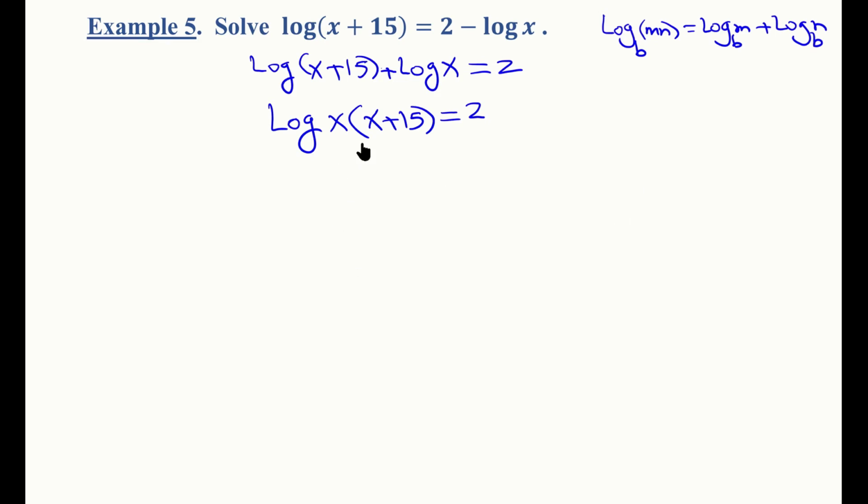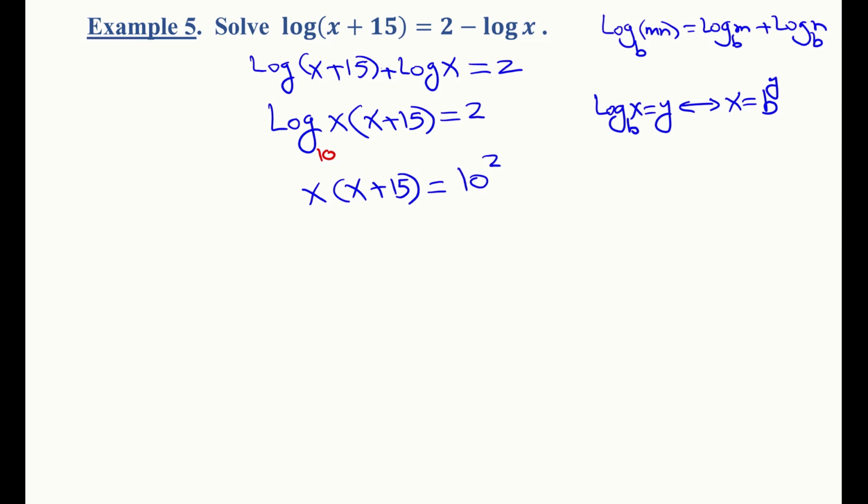They just go to the next line and they write x times x plus 15 equals 2. You have to really watch out for that, because remember, there is an invisible 10 sitting right there. So when you move this to exponential form using the definition of logarithms, which is of course log base b of x equals y if and only if x equals b to the y, then you end up with x times x plus 15, which is the argument which goes by itself on one side, and then you get the power 10 to the power of 2. So be very careful with that.